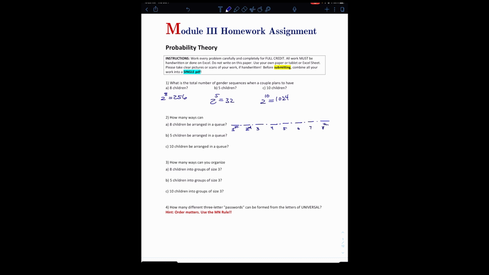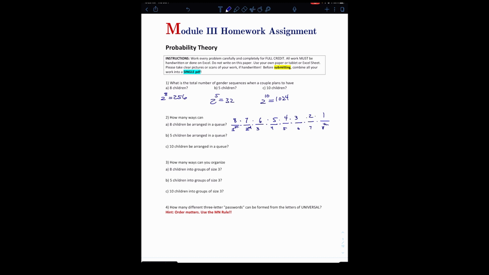So in the first position, any of these 8 children could be standing, so it gets 8 choices. But once one of them stands there, then there are 7 left to stand in the second position. And then there are 6 of them left to stand in the third position, and so on. And here, again, you just multiply them all together.